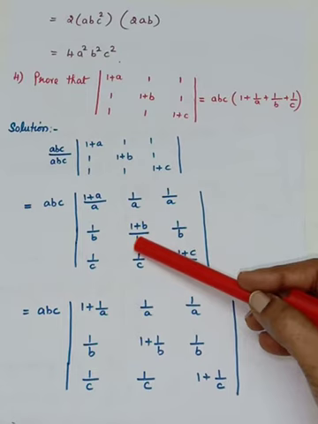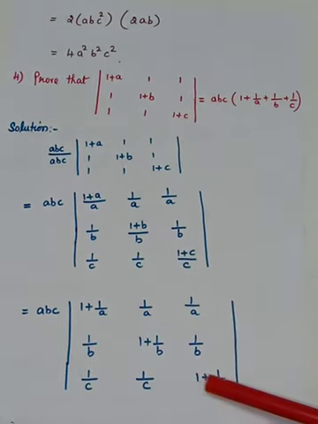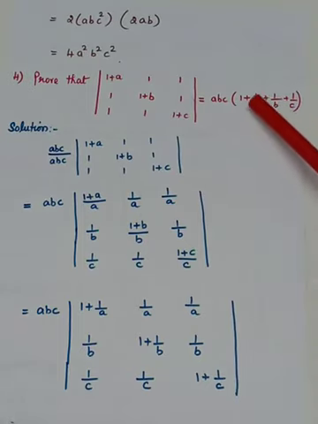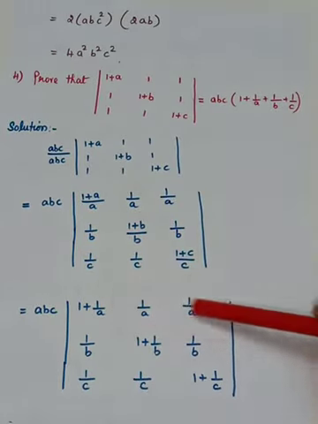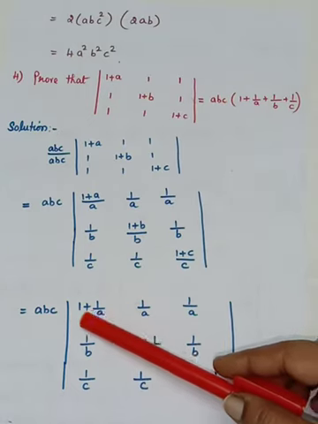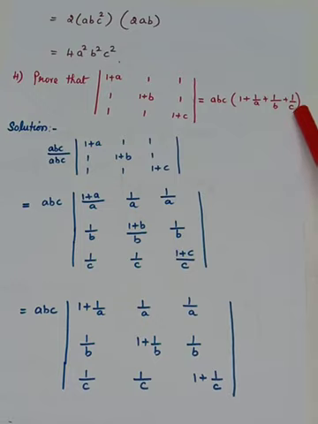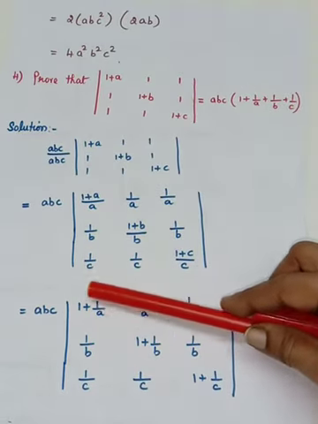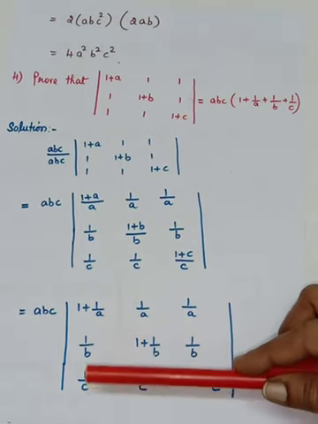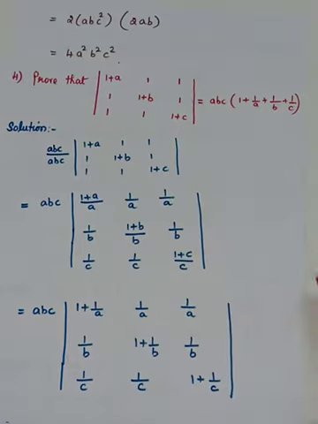In the same way, this can be written as 1 by B plus 1, 1 plus 1 by B. Here 1 plus 1 by C. So you got the terms: 1 by A, 1 plus 1 by A, 1 by B, 1 by C. You see that row wise, in R1 you see the elements 1 plus 1 by A, 1 by A, 1 by A. But we have to add 1 by B, 1 by C. So in this way you have to add 1 plus 1 by A plus 1 by B plus 1 by C. Okay, so you have to do the transformation.